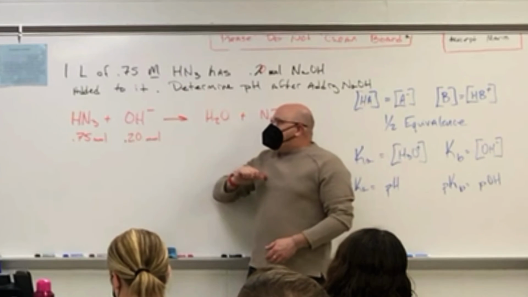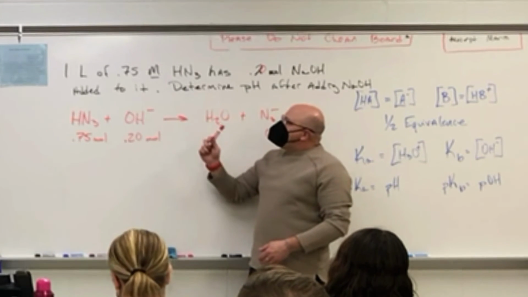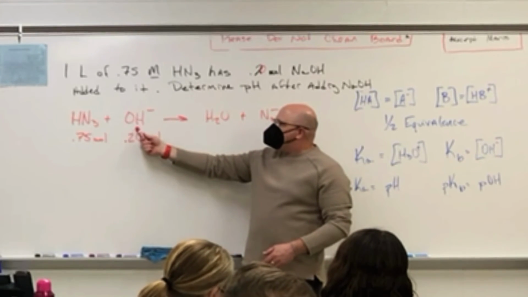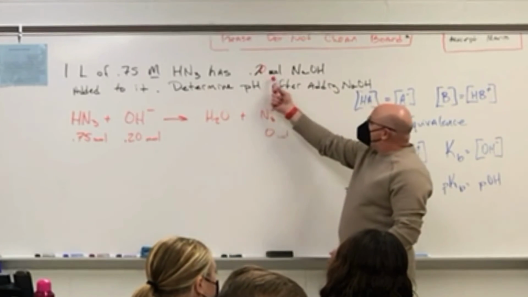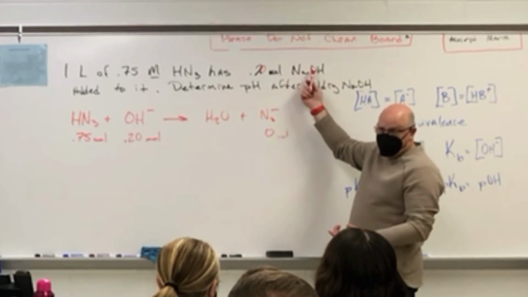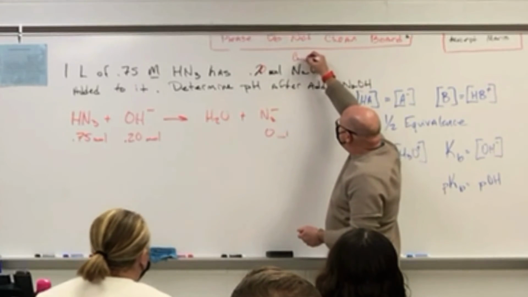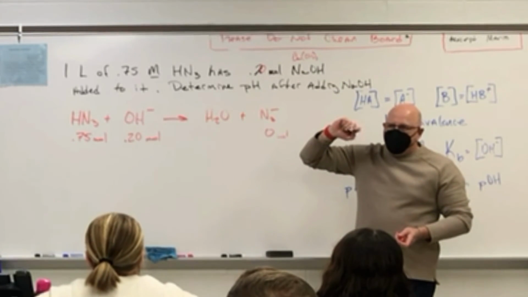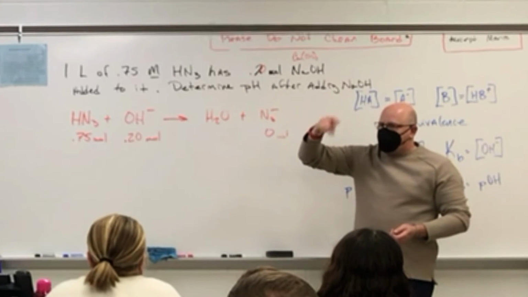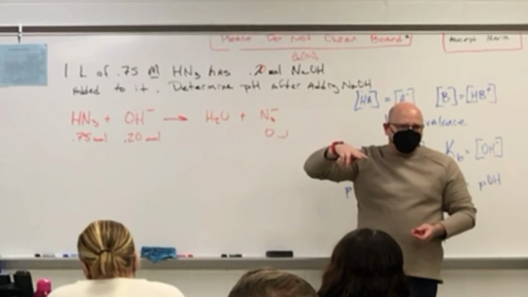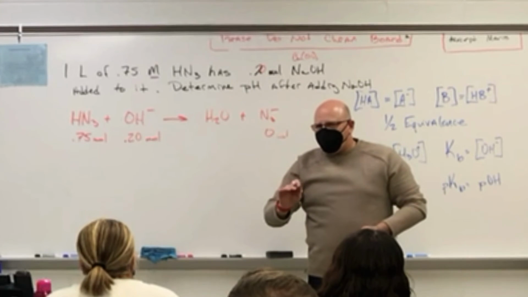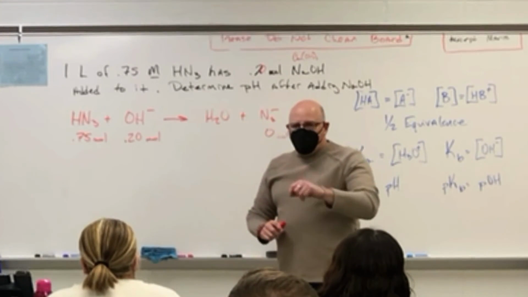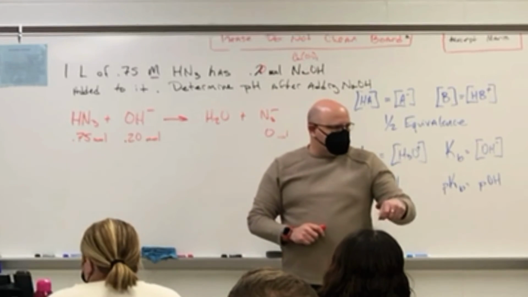Now, the only thing I would caution you about is that this was 0.20 for the hydroxide because it was sodium hydroxide. If I had 0.2 moles of calcium hydroxide, now it would be what? 0.4. It'd be 0.4 because there are 2 hydroxides for every 1 calcium hydroxide. I'm not saying that's something that would occur frequently. It's something I want you to be aware of in case. Okay?